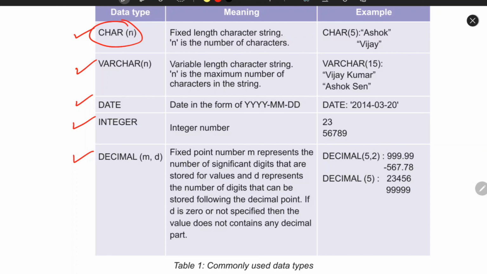In that, this n is called the size which we are going to add. For example, if you are adding char as size 5, we can add only 5 characters. Alphabets and numbers we can both add inside this data type. Instead of that we have one more, which is varchar. In that also we can add alphanumeric values.